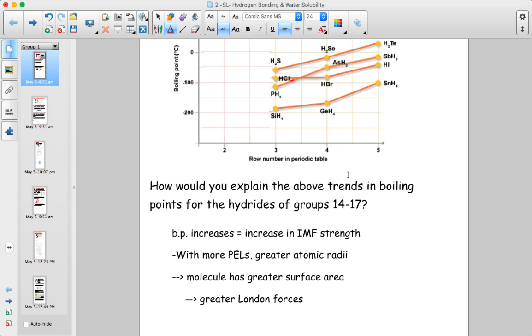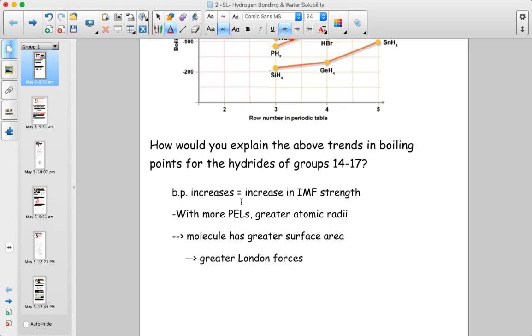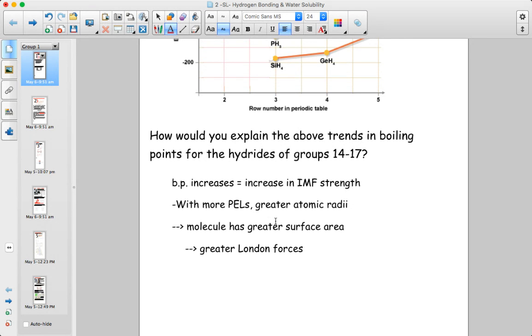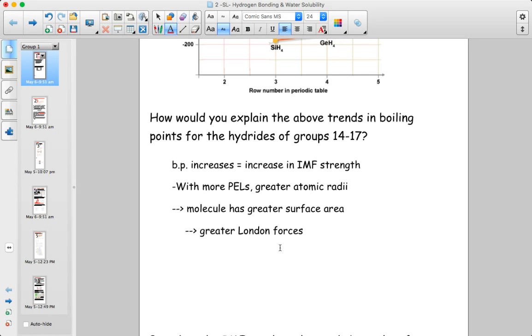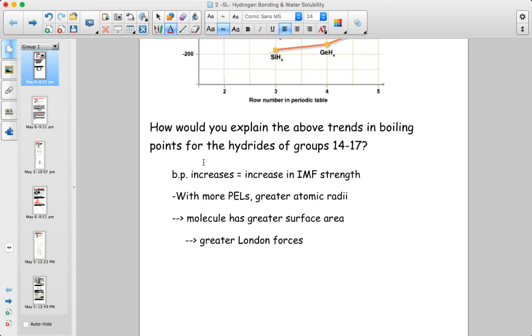So if we were going to attempt to explain this trend for really any of the groups, they all show increases as you go down the periodic table as the molecules get larger. So the boiling point increases, which implies IMF strength increases. That's because the atoms are getting bigger, so the molecular surface area is getting bigger, which increases the amount of London forces. So that would be bullet-pointed reasoning that you could give to try to explain those trends.